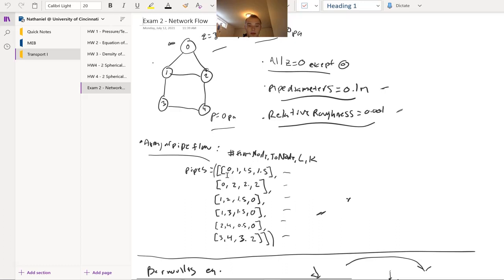You can see the first value 0 will be which node it's coming from. The second value 1 will be which node it's coming to. The third value will be the length of the pipe, and then the fourth value will be our K value, which is the fittings of the pipe. So that's just outlining our problem. This will be our array. This is what our system of pipes looks like in this picture I've drawn here.